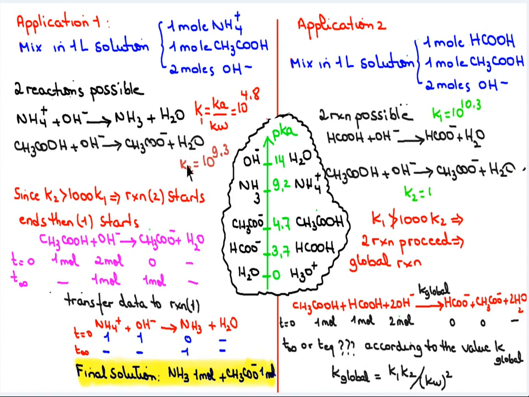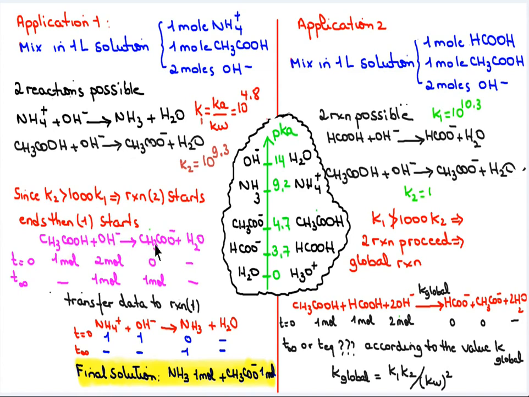If we compare K1 and K2, the two reactions have the same stoichiometry, 1, 1, 1, so K1 and K2 can be compared in order to know the sequence of these two reactions. To note that the K1 value is very high, so reaction 1 is advanced, and the K2 value is very high also, so the second reaction is advanced. Comparing K1 and K2, we found that K2 is 1,000 times greater than K1. That means reaction 2 starts and then reaction 1 starts. So we have to work first on reaction 2.